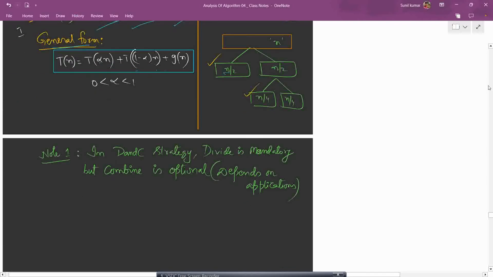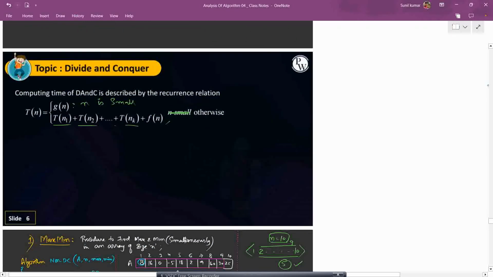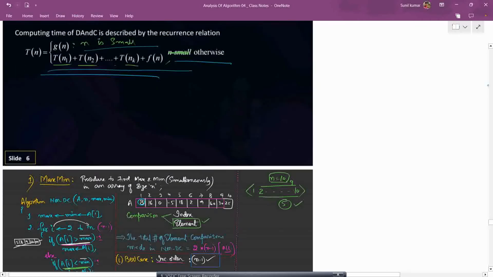So in divide and conquer strategy, divide is mandatory but combine is optional. As I said earlier, combine is not necessary, it depends on the application. The computing time of divide and conquer is described by a recurrence relation, this one. This is the recurrence relation for divide and conquer: g(n) if n is small, and this otherwise, when n is not small.